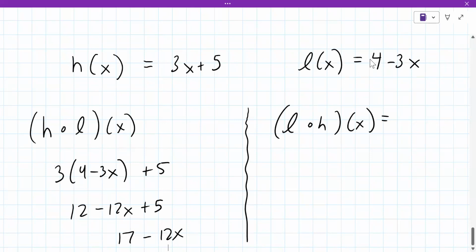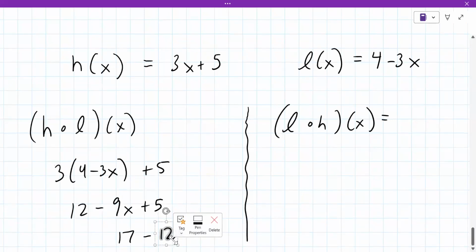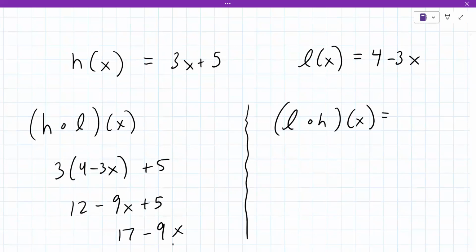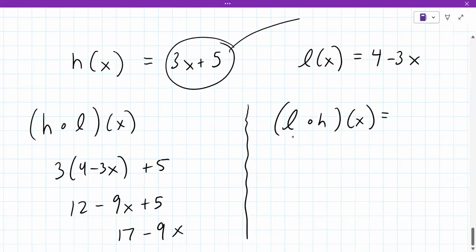You take the L because it's the one on the right and put it in for x. Wait, I'm sorry. I missed multiplied here. 9. That's terrible, asking you if yours is similar. Hopefully you said no, mine is right. Now this is correct. 17 minus 9x. So for the one on the right here, you're taking the h of x now and plugging it in for x.